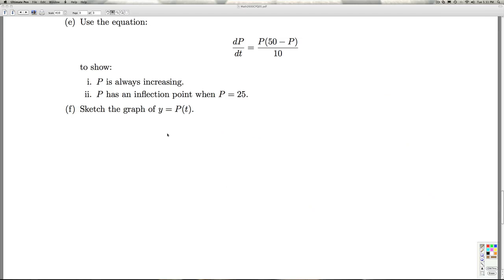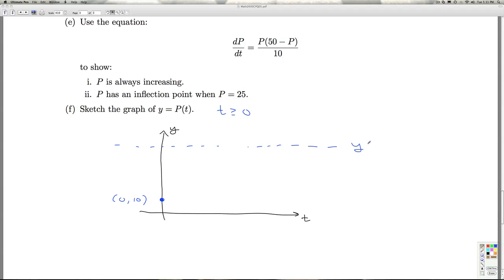All right, so last but not least, part F, we're asked to sketch the graph of y equals p of t. So I'm on the yt axis. And let's write out what we know. I know that when t is 0, the population's 10. So (0, 10) is the y-intercept. The domain, once again, t is bigger than or equal to 0. I know that as t goes off to infinity, I know that it approaches 50.